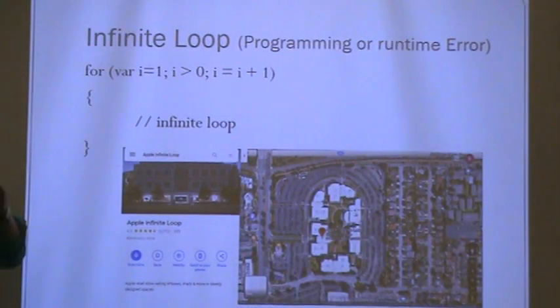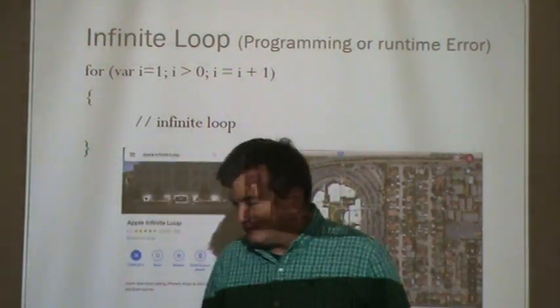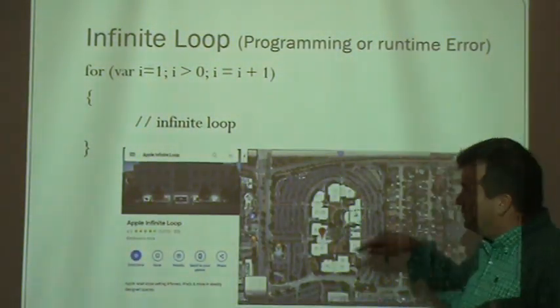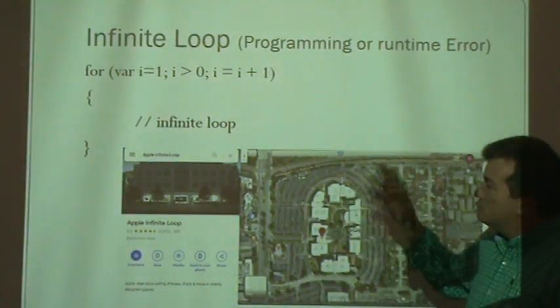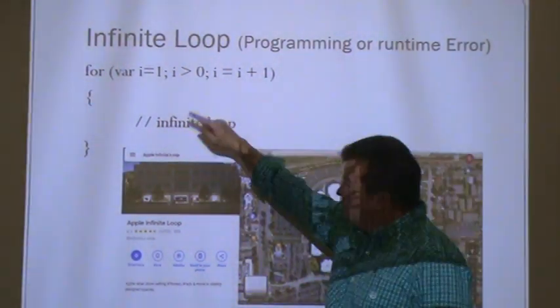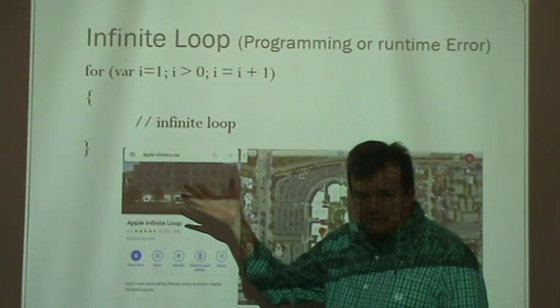Now a runtime error is when you coded it in such a way that it would eventually terminate, but maybe some outside data is causing something to change. So the loop could continue running forever. So in either case, an infinite loop is always going to be a problem because if your code goes into an infinite loop, it'll never finish.